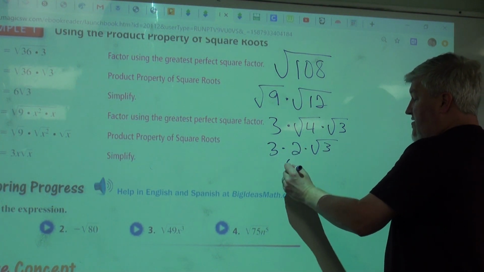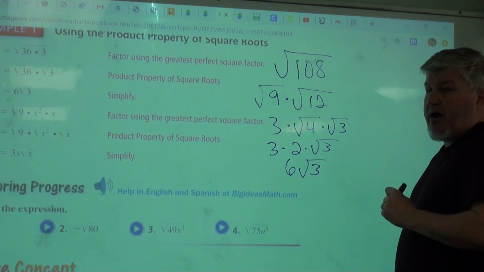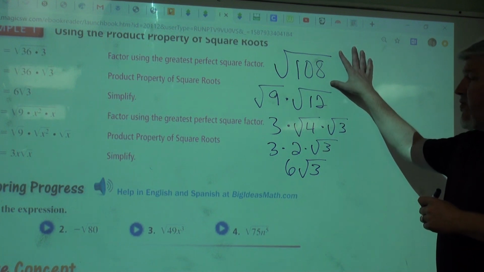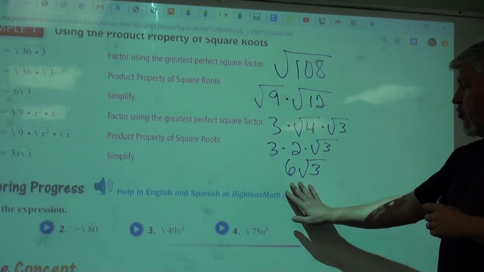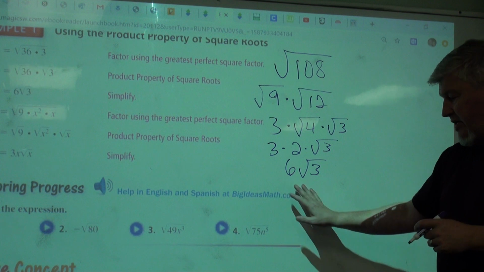3 times 2 is 6. Square root of 3 is a prime number. You can't do any more with it. So the square root of 108 can be reduced to 6 square root of 3.